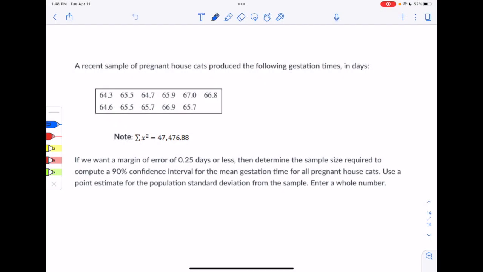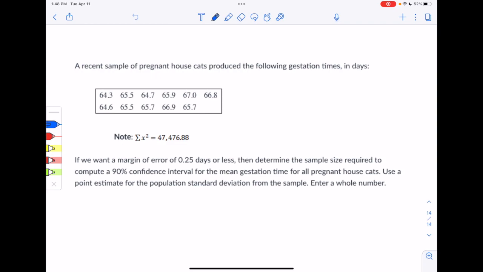This one is from section 8.4. A recent sample of pregnant house cats produced the following gestation times in days, and we have all those given to us together with the sum of the x squareds. If we want a margin of error of 0.25 days or less, then determine the sample size required to compute a 90% confidence interval for the mean gestation time for all pregnant house cats. Use a point estimate for the population standard deviation from the sample and enter a whole number.